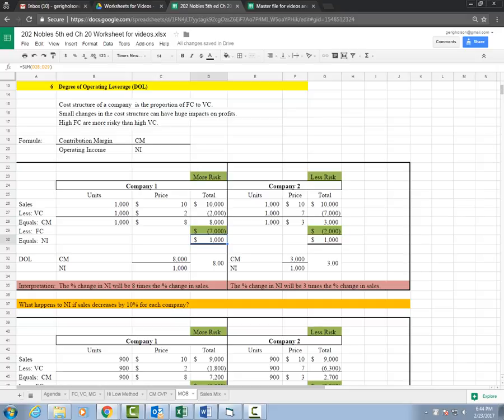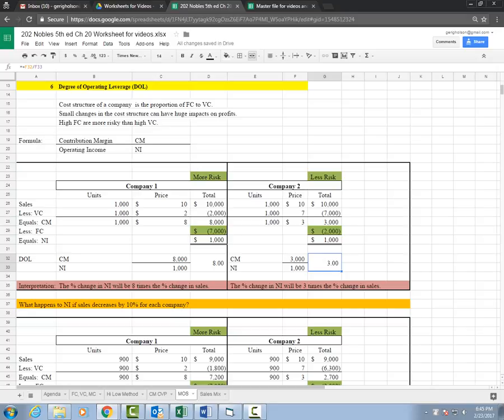The formula for degree of operating leverage is your contribution margin divided by your operating income, and I typically just call it net income. So the degree of operating leverage for Company 1 is 8,000 divided by 1,000, which gives me the number 8. Just leave it at that. For Company 2, 3,000 divided by 1,000 gives me the number 3.